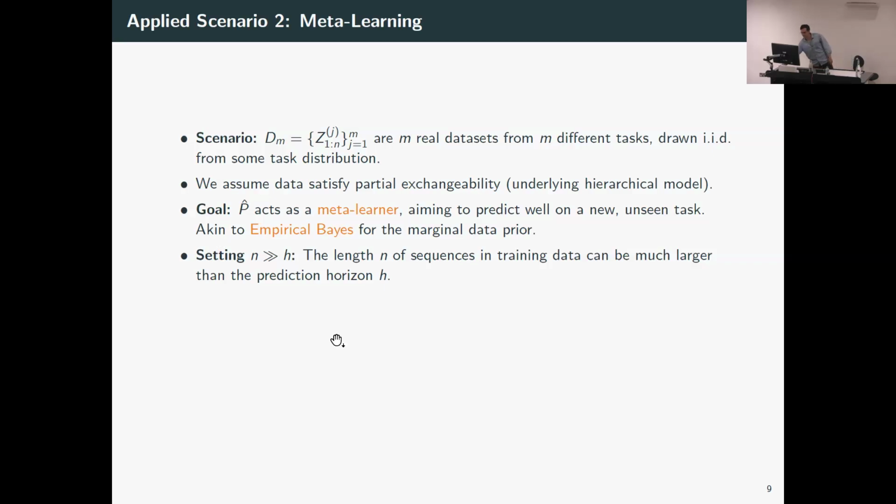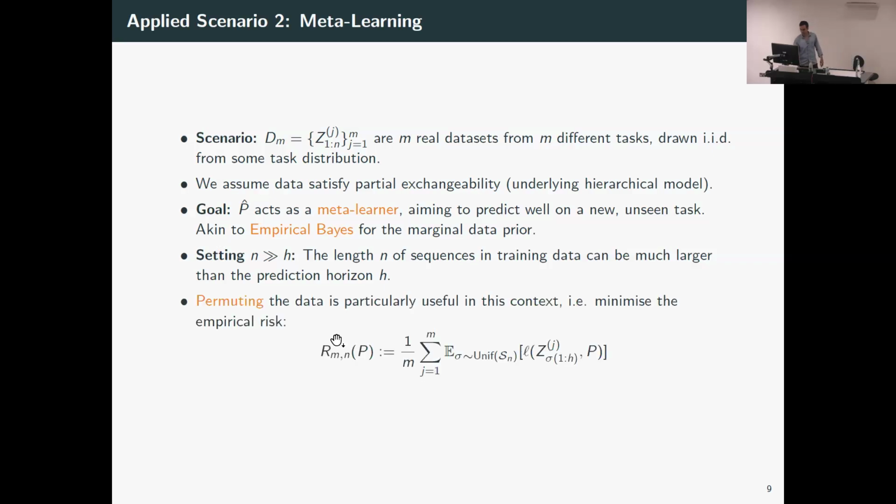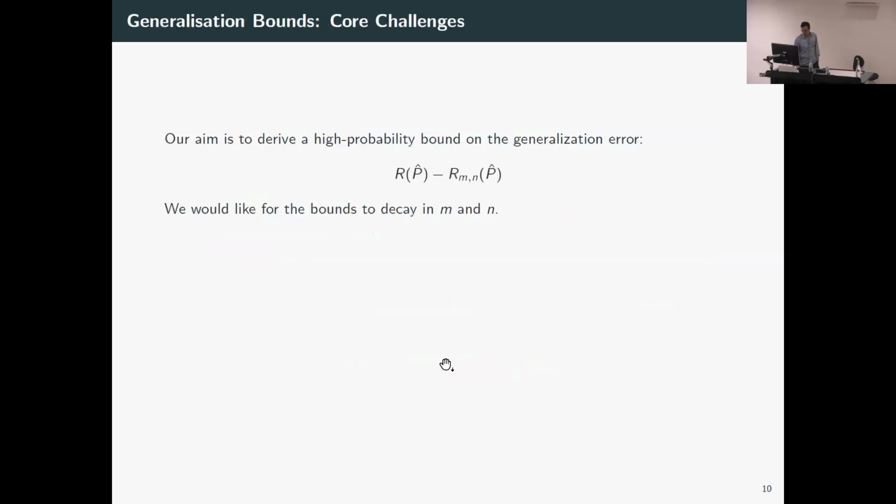So this is a setting where the idea of randomizing or permuting the data when we compute the empirical risk comes in very handy. Very briefly, what I'm going to present are just some bounds for the generalization risk. This is the gap between the risk and the empirical risk. We saw several talks about this type of work yesterday.